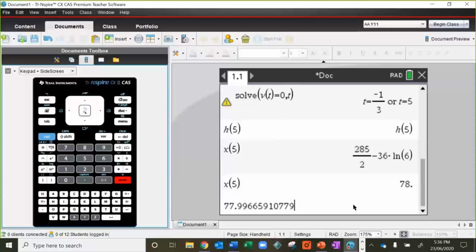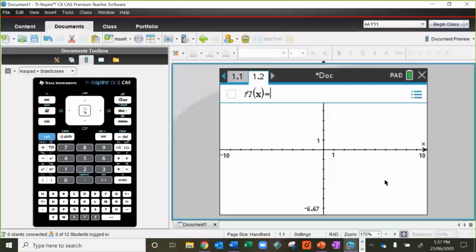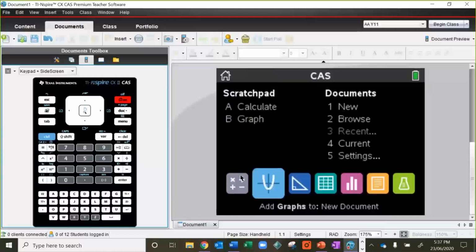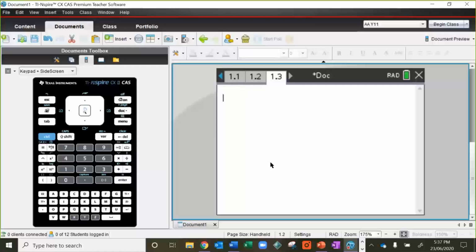Once we have x in t and v in t defined, we can actually see how the graphs look like. So we might try to sketch the velocity and height graph, but I will maybe start with doing our displacement and distance.